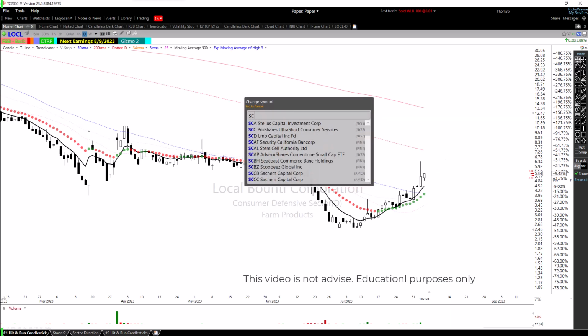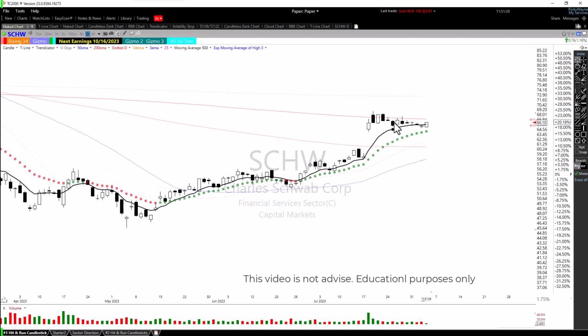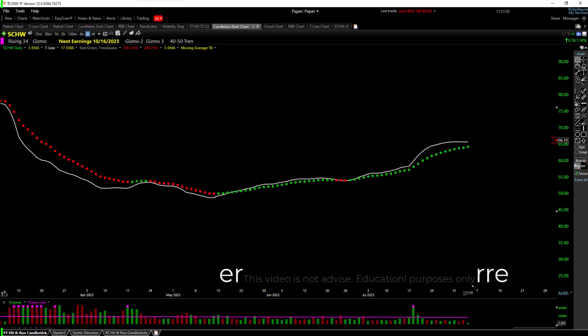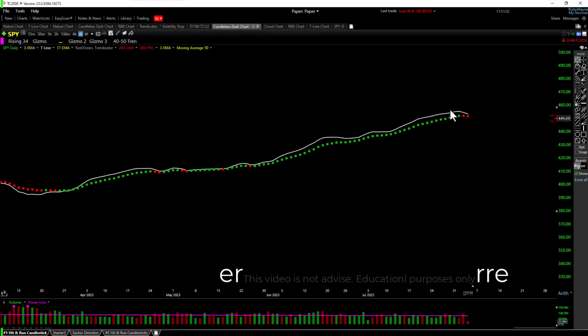Let's look at SCHW. That's still setting up, but I'm not going to buy it. There's a lot of good charts right now, but I'm not going to buy anything today. And the reason I'm not is because of this chart right here. We have not turned back up green. Now, am I going to miss some trades? I guarantee you. But there always will be a trade tomorrow. Guaranteed.